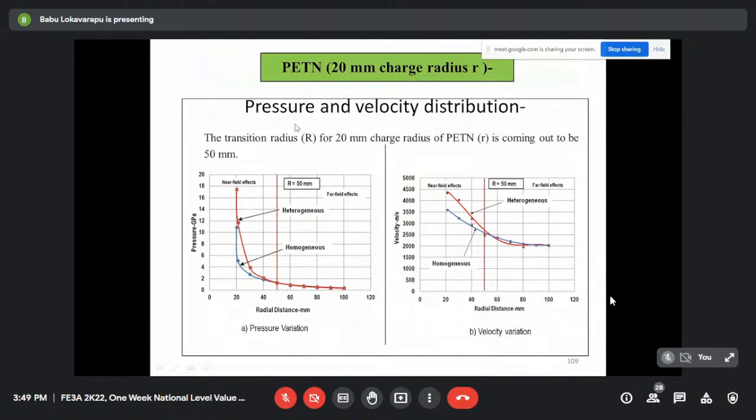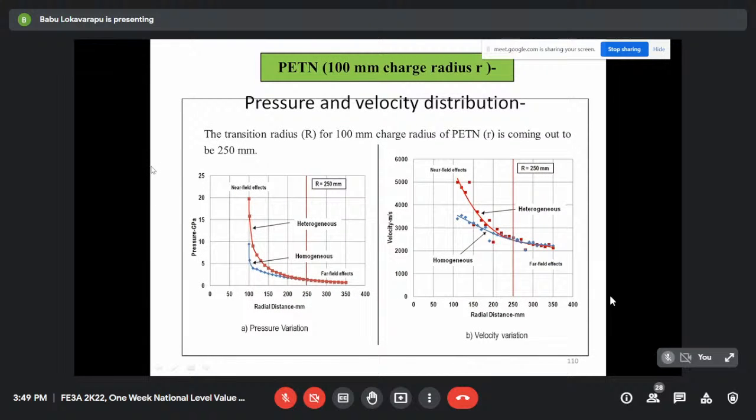Similarly, for the pressure and velocity distributions for 20 charge radius PETN, you can see here up to here there is a transition. On the right side both are the same and very low. And for velocity, up to here there is a transition, and on the right side they are almost the same. Of course that is still lower than this, but they are safer. This is the near field, this is the far field. So I know that transition phase clearly.